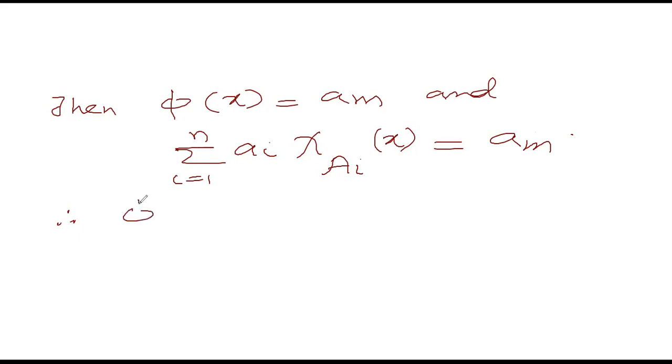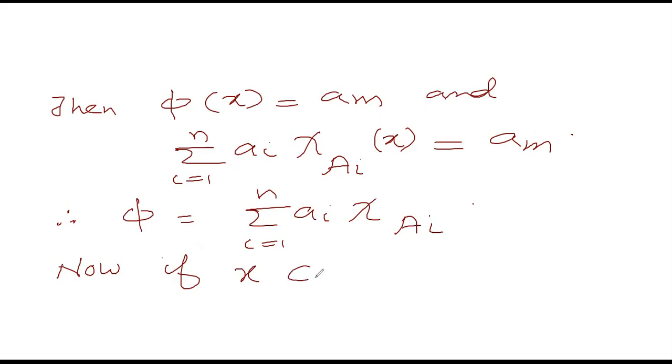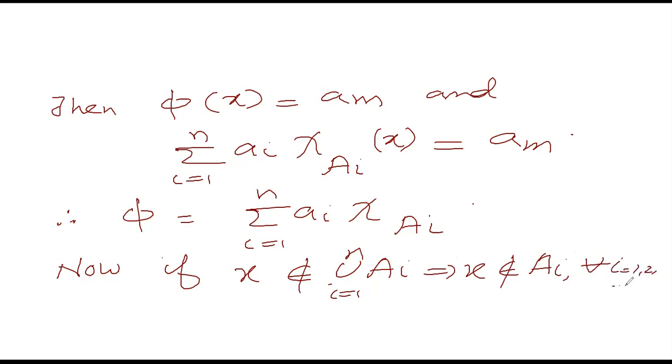Okay, so therefore this phi is equal to the summation, i runs from 1 to n, ai chi ai. Now the second case, if x is not in the union of Ai, i runs from 1 to n. This means x is not in any Ai, x does not belong to Ai for all i equal to 1 up to n.